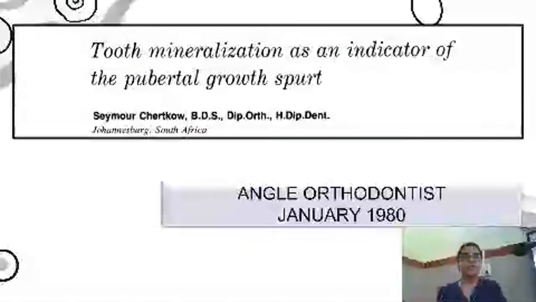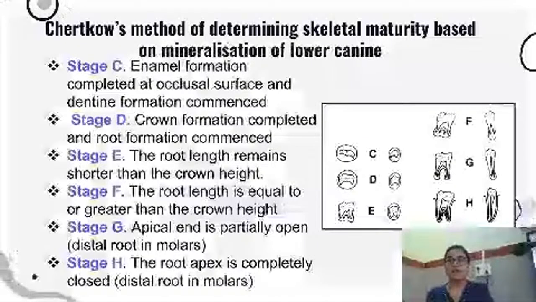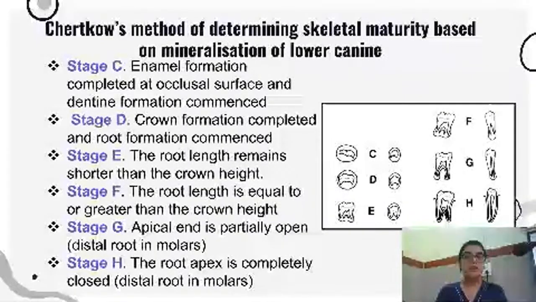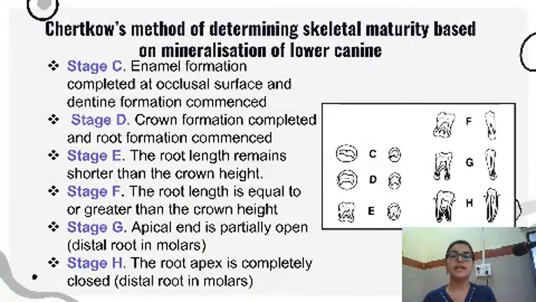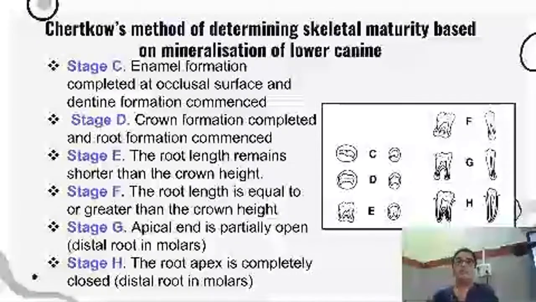So in the year 1980, Chertkow et al. gave a method of determining skeletal maturity based on the mineralization of a lower canine. So in this, stage C is the enamel formation completed at the occlusal surface and dentin formation has started. In stage D, the crown formation is completed and the root formation has commenced. In stage E, the root length remains shorter than the crown height. In stage F, the root length is equal to or greater than the crown height. In stage G, the apical end is partially open, that is in the distal root in the molars, and in stage H, the root apex is completely closed.